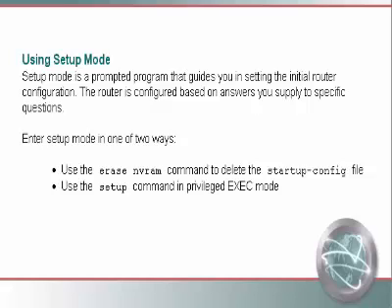The first is to use the erase NVRAM command to delete the startup config file. When the router reloads, it will be unable to find the startup file and will automatically enter setup mode. This is similar to what happens when you first power on a new router. The second way to enter setup mode is to type the setup command in privileged exec mode.